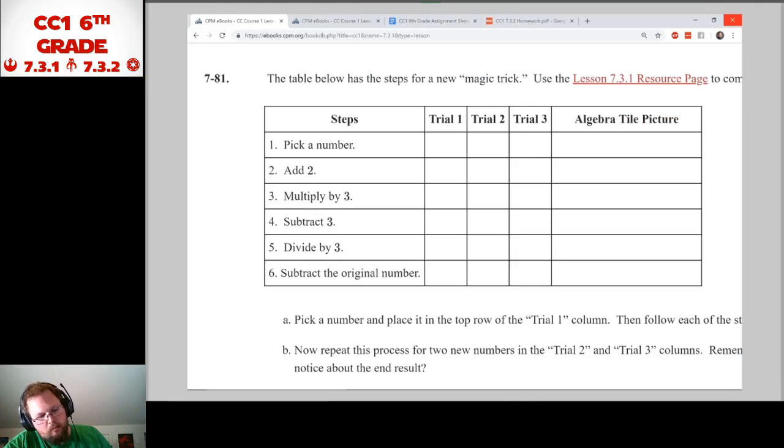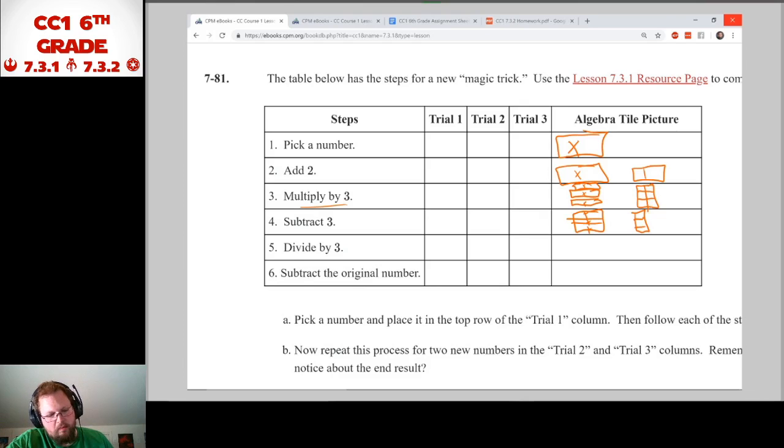So picking a number would be an x tile, which I'll draw for the sake of this problem. Adding a number would be the x tile with 2. Multiplying that by 3 is where it gets challenging. This is now going to have 3 x tiles in it, which is very hard to put in there. And then it will also have 6 of these tiles. Subtracting 3 means that you're going to still have those 3 x's, but then you're only going to have 3 here because you've removed those 3 right there.